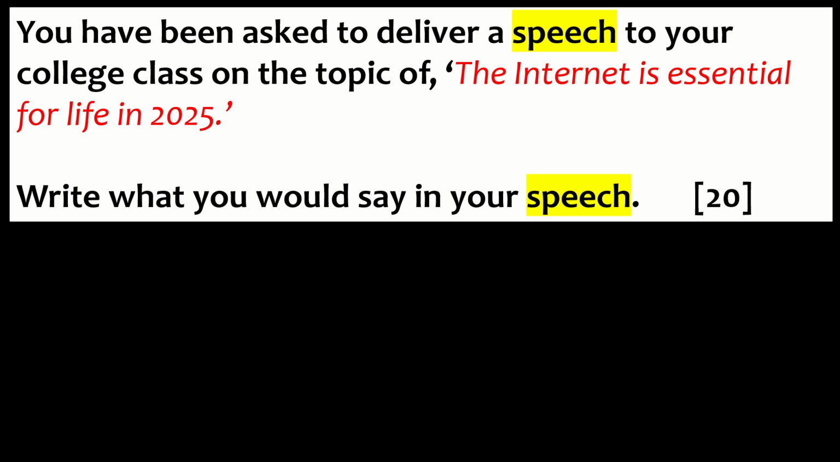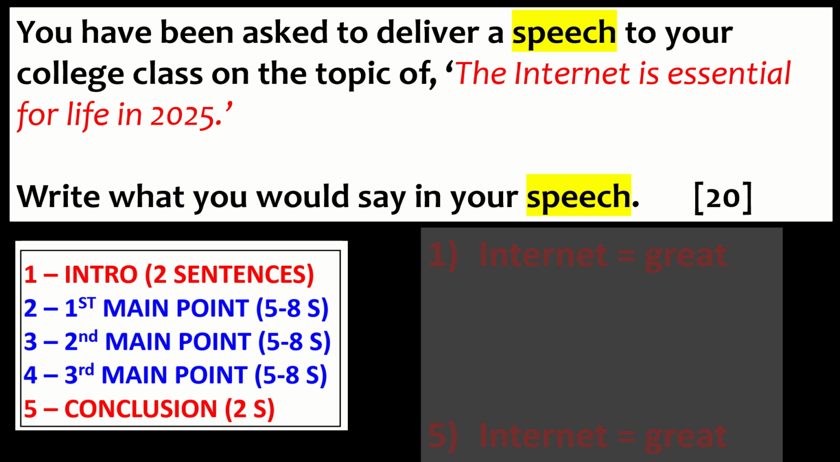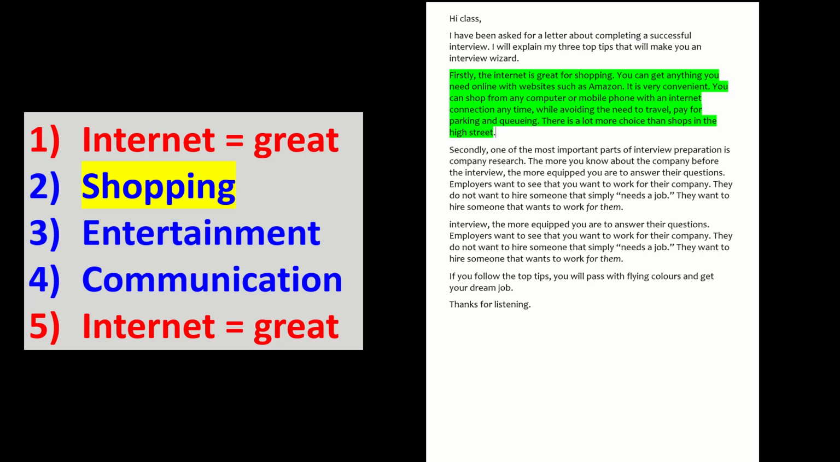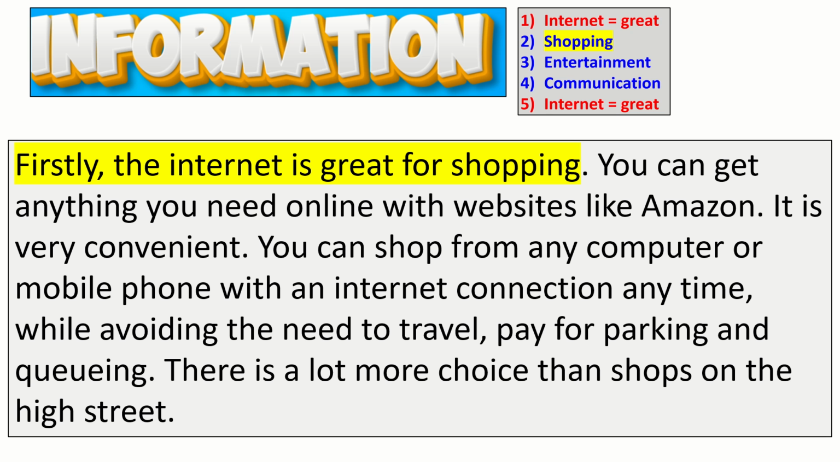Okay, last one we're looking at, a speech this time. You've been asked to deliver a speech to your college class on the topic of the internet as essential for life in 2025. So for and against, 99% of people I think are going to say it is essential. And the point this student was making is that the internet makes shopping really good. Okay, so again, she started with that, which is okay, too low really. And this is her information, her topic sentence.